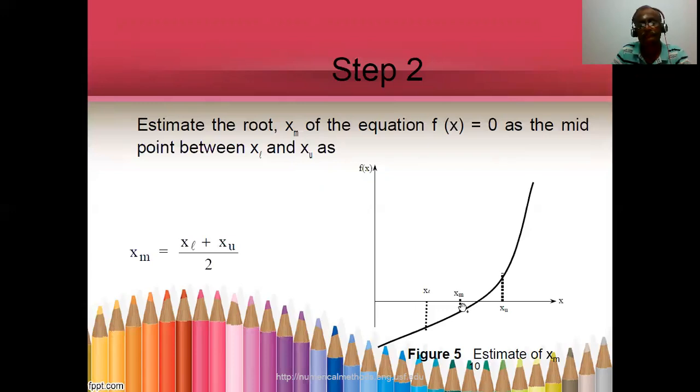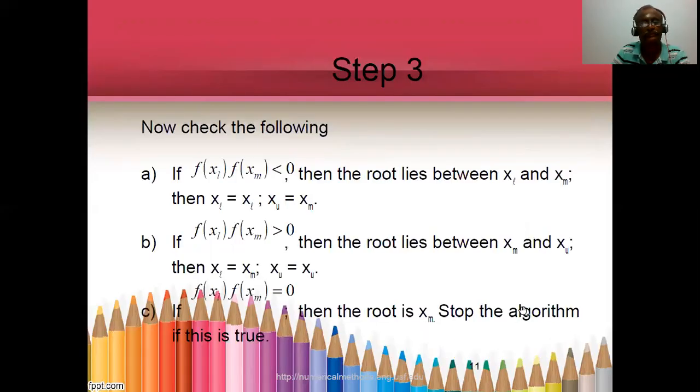So here we omit xl between xl and xm, and we take this as the new approximation. Again, we take the next approximation as xm plus xu by 2. In this way, every time we are reducing the interval into half, so that finally we get the solution.